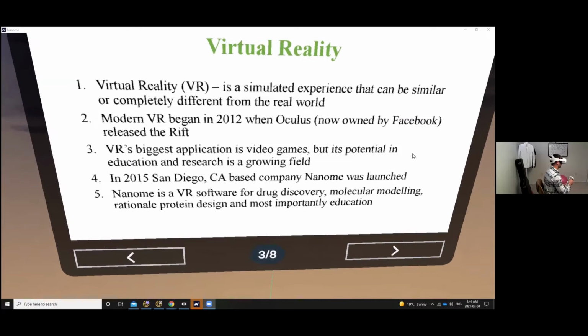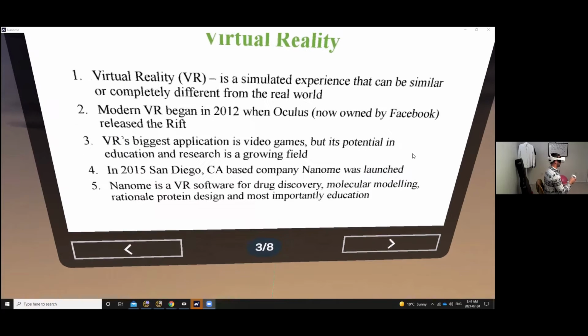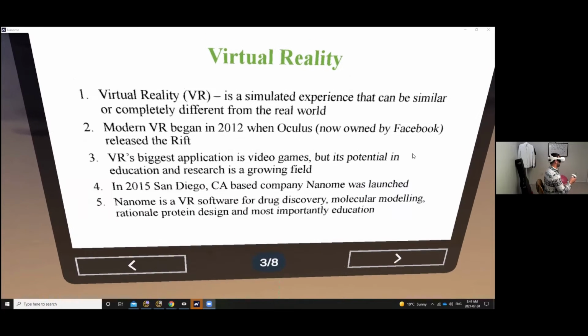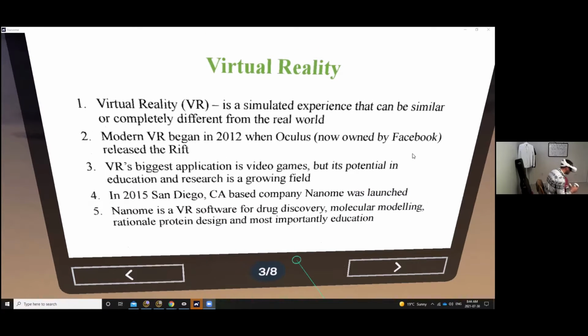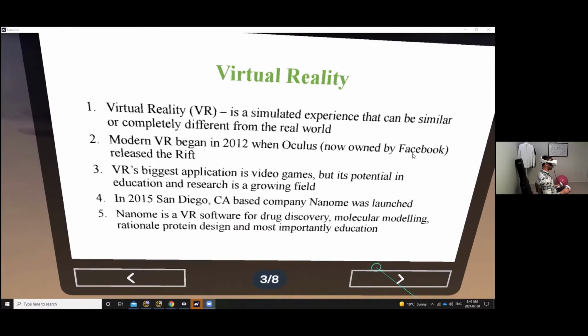And then in 2015, the San Diego, California-based company Nanome was launched, which is the VR platform that we're in today. Nanome is virtual reality software that is used for drug discovery, molecular modeling, rational protein design, and most importantly, education. And this is a program that I've really fallen in love with.